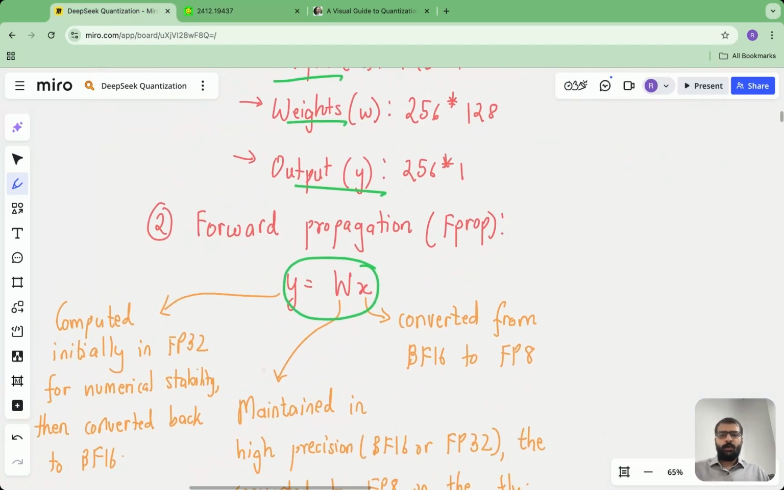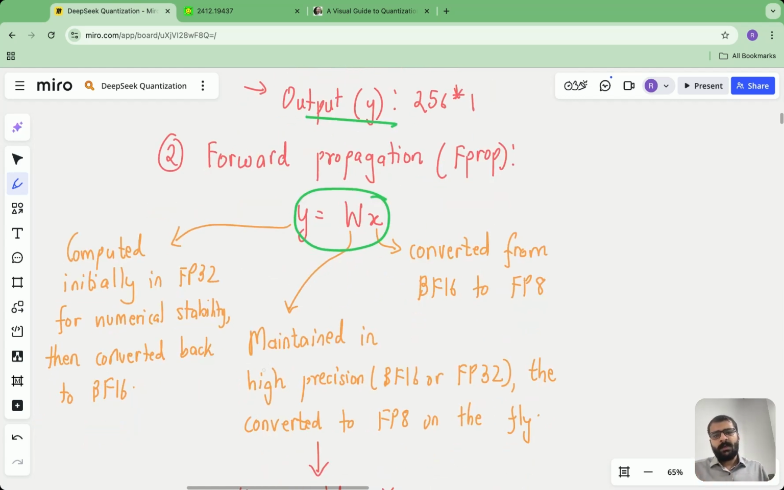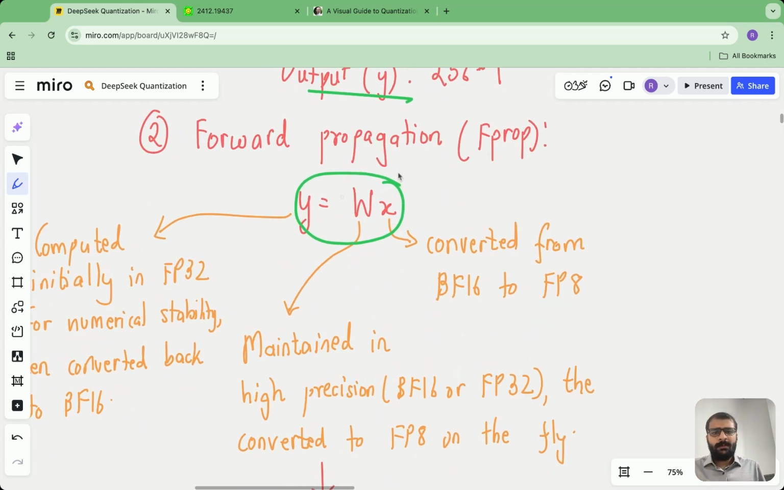And now I'm going to explain to you how DeepSeek stored the weights, the inputs and the output in which quantized format. Okay. So let's first take a look at the inputs. When the inputs were used in this formula, they were converted from a brain float 16 to a floating point 8.